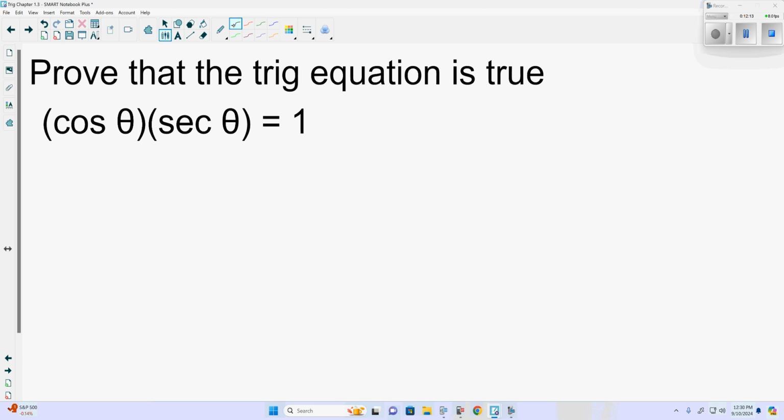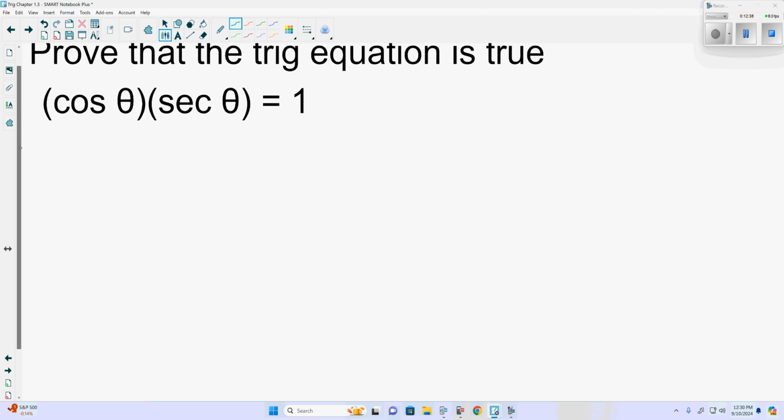All right, guys, we're going to look at this here. So we have, y'all found this in the notes: prove that the trig equation is true. It's the extra one. So what they want us to do is make the right side look like the left, or make the left look like the right. We want to show that these are equal. So for this here, we need to prove that cosine times secant is equal to 1.